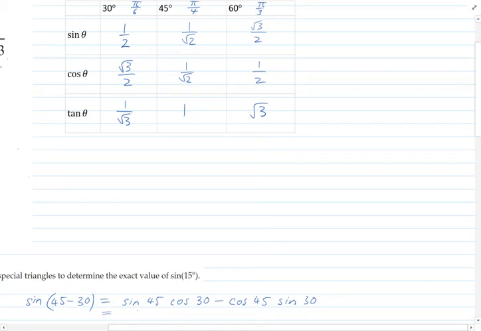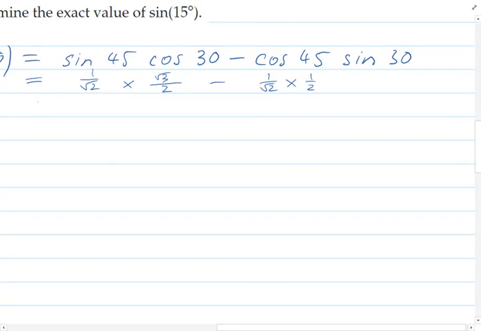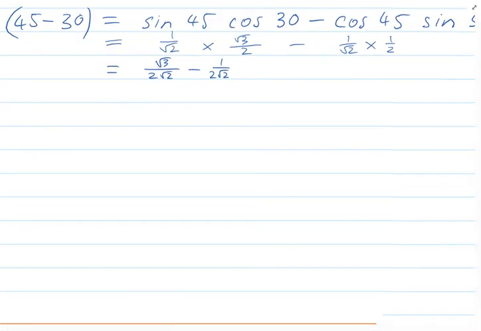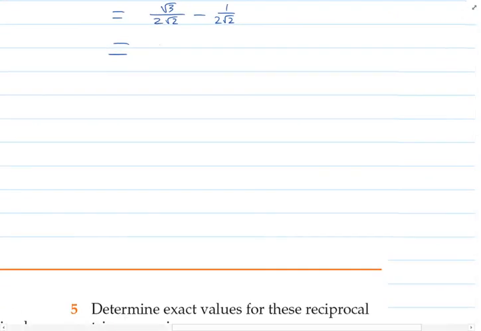sine 45, which is 1 over root 2, times cos 30, which is root 3 over 2, minus cos 45, which is 1 over root 2, times sine 30, which is a half. So let's work these out. So that will be root 3 over 2 root 2 minus 1 over 2 root 2. So let's go a line per part of the fraction. So there will be root 3 minus 1 over 2 root 2.